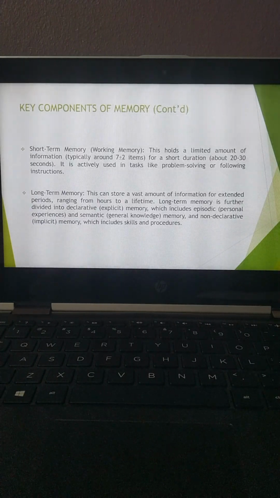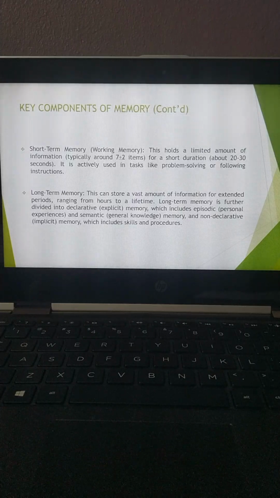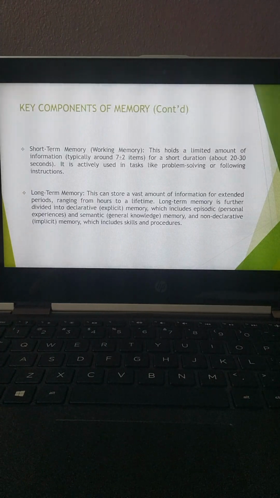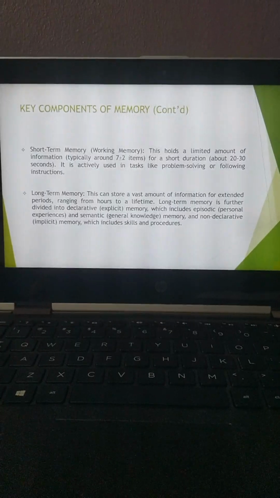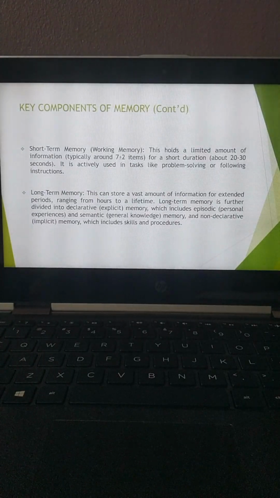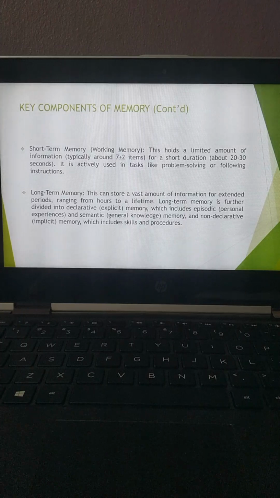The long-term memory is the last part of the memory, and this is where information can be stored over a long period of time. It can be stored ranging from hours to a lifetime, and it is further divided into the declarative memory, which has to do with personal experiences, the semantic memory, which has to do with general knowledge, and the implicit memory, which includes skills and procedures.